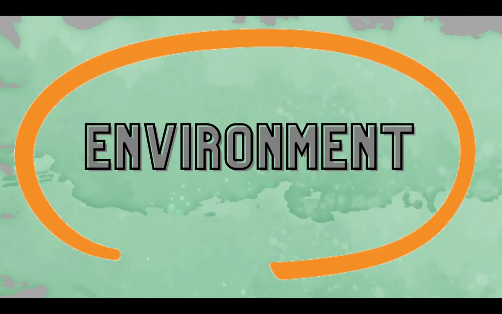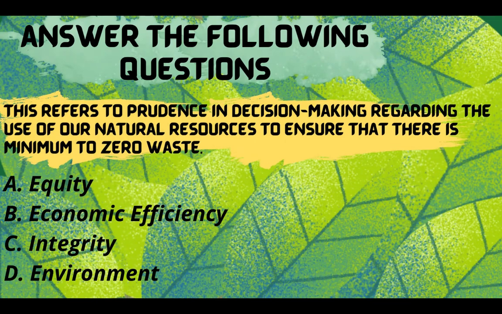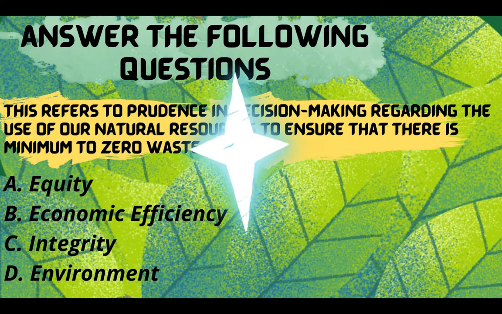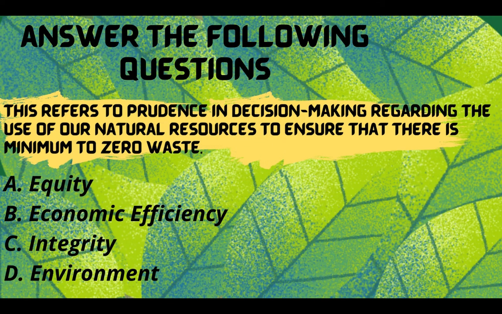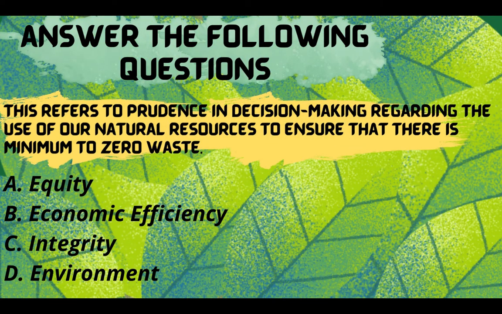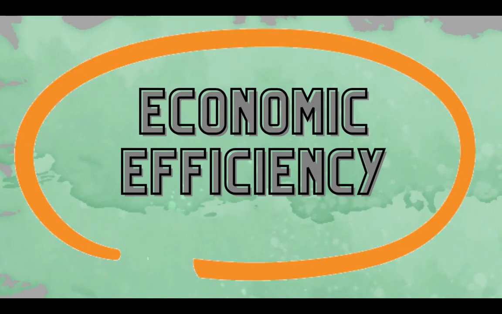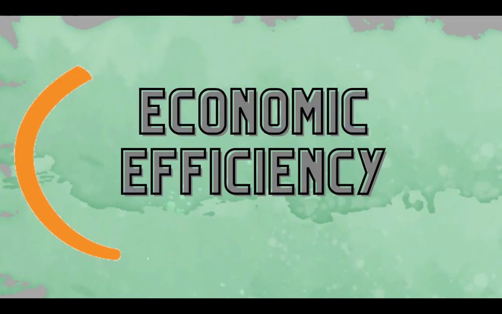Okay? So for the next question, for the third one, this refers to prudence and decision making regarding the use of our natural resources to ensure that there is minimum to zero waste. Ayan, napag-usapan natin yan kanina, di ba? Kanina lamang yan. So, ano kaya ang tamang sagot? Is it letter A, B, C, or D? Okay, I'm giving you 5 seconds for this, and your 5 seconds is now officially start. And now, tapos na po ang inyong 5 seconds. Tingnan natin kung ano nga ba inyong mga kasagutan. So, based on our comment section, the correct answer here is letter B, it's economic efficiency. Very good sa mga nakasagot ng tama.